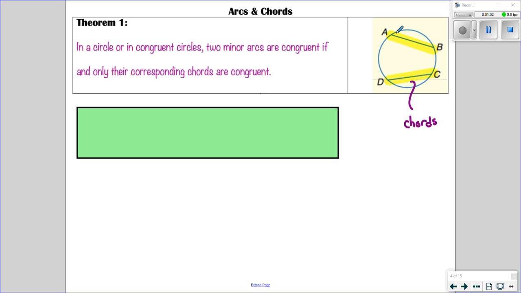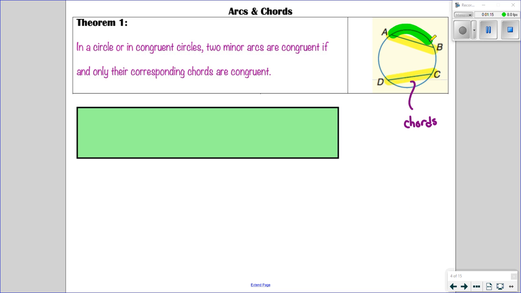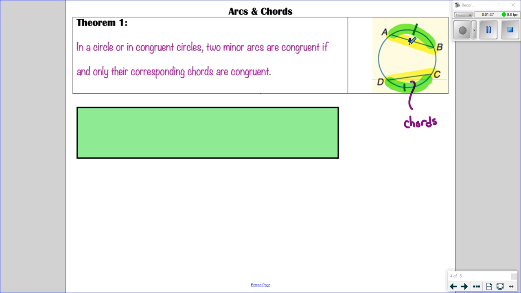And I'll just put another one. That's fine. So they're both chords. Now, the arcs that are created by the chords, which I will highlight in green, are arc AB and arc CD. So for those 2 minor arcs, if they are congruent, and I'll mark that as congruent, then the chords will also be congruent.